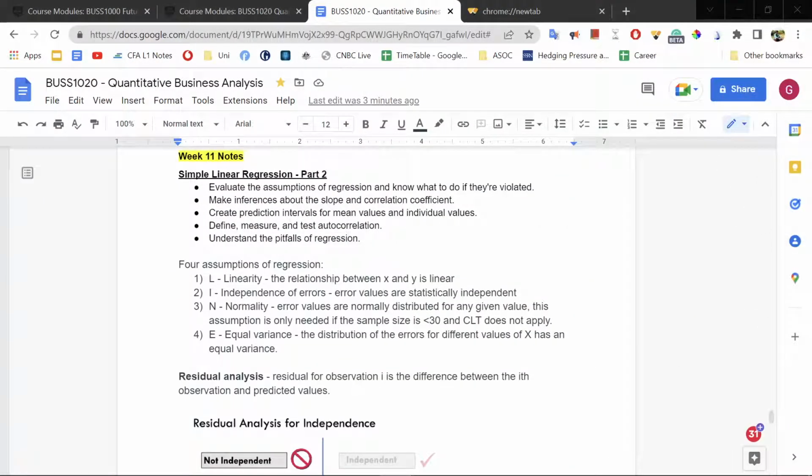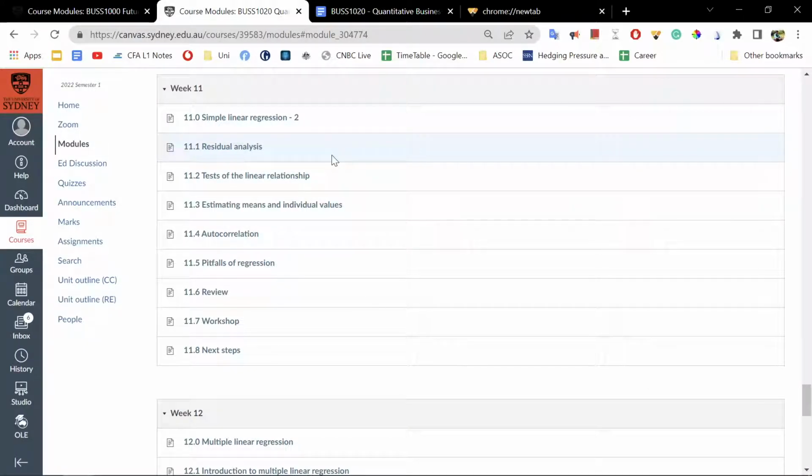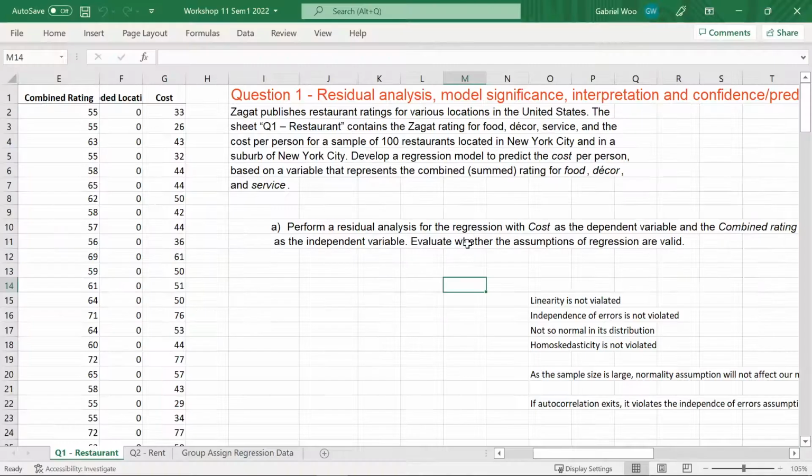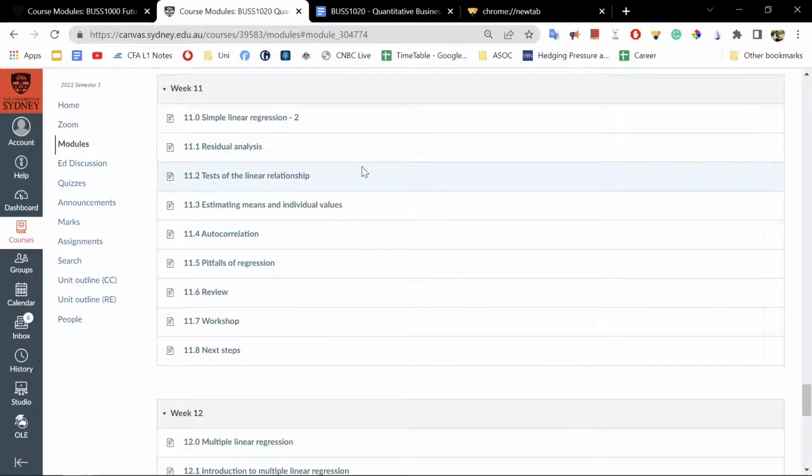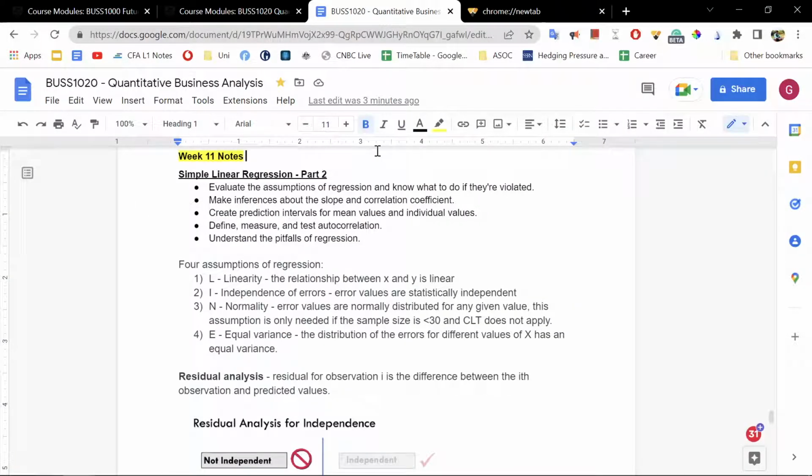Firstly, looking at our modules, week 11 covers part 2 of simple linear regression: residual analysis, and tests for linear relationship. There are a few rules: linearity, equivariance, normality. These are examples of characteristics needed in order for linear relationships to exist. We also cover estimating means of individual values, autocorrelation, pitfalls in regression, and reviews and workshop. Again, as always, we're going to be using the workshop material in Excel and in Word to talk about some examples. Okay, so firstly, simple linear regression part 2.